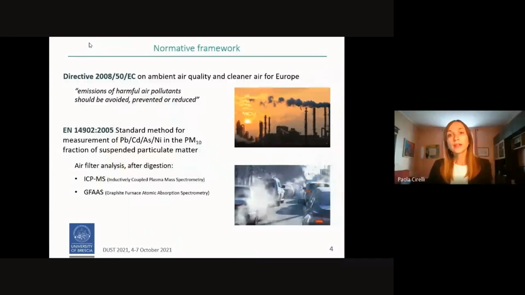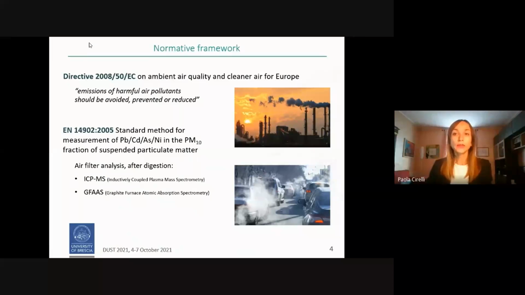The European Union has been working for decades to improve air quality by controlling emissions of harmful substances into the atmosphere. With the Ambient Air Quality Directive of 2008, the European Union demanded that member states adopt and implement air quality plans. The directive imposed limit values for the concentration of pollutants for the protection of health. But how can we determine the concentration of a specific pollutant in the air?